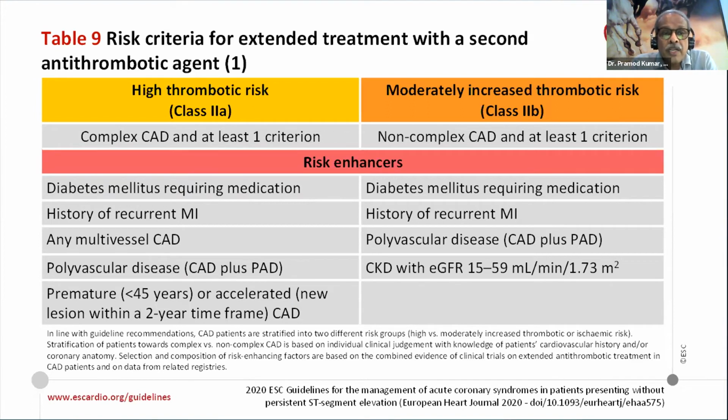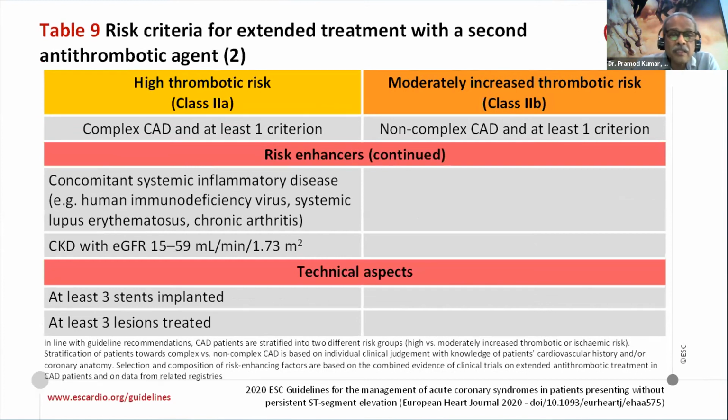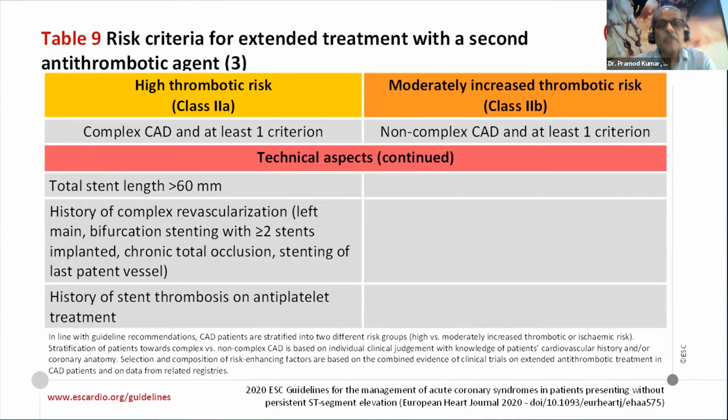So a complex coronary artery disease with at least one risk enhancer, or a non-complex coronary artery disease with one risk enhancer, will categorize your patient either into a high thrombotic risk or a moderately increased thrombotic risk. So again, there are a lot of factors. There are clinical factors, there are technical aspects: the number of stents you implanted, the number of lesions you treated, the length of stent you have used, the kind of complex treatment like left main or bifurcation you have done. So this will put your patient in a high or moderately increased thrombotic risk, which will help you in tailoring the antiplatelet and anticoagulant therapy in these patients.